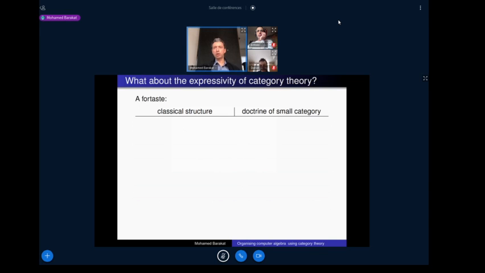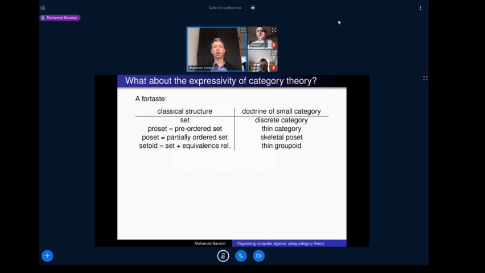So a foretaste before we come to the more interesting stuff. On the left, you see classical structure. On the right, you see doctrine of small category. So a set is nothing but a discrete category. We're just talking small categories now. A proset is nothing but a thin category. A poset is nothing but a skeletal poset. A setoid, this is a set with an equivalence relation. This is a thin groupoid. A meet lattice is a Cartesian lattice. I will come to the notion of Cartesian category later.